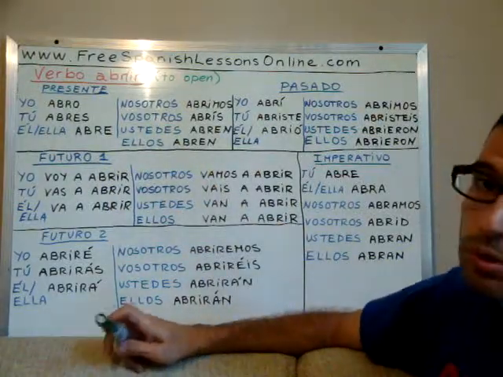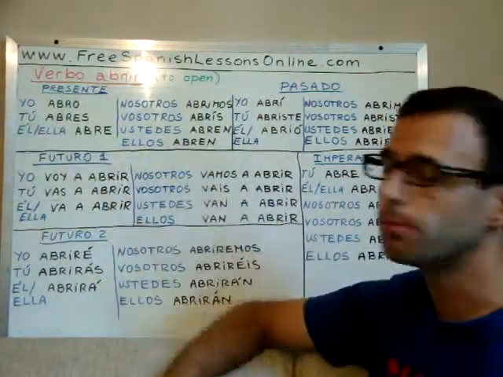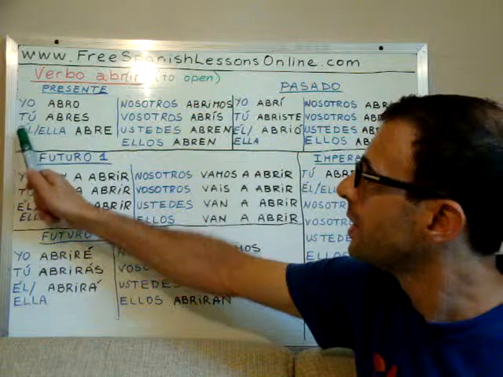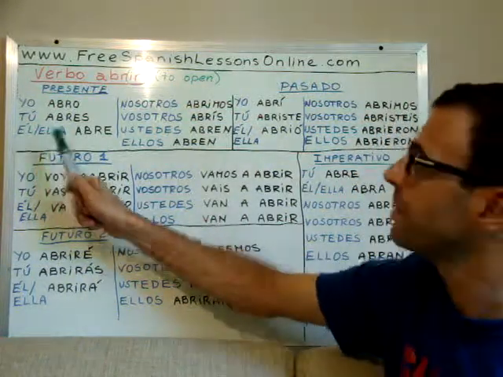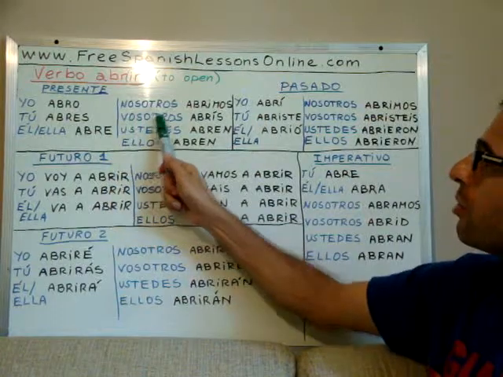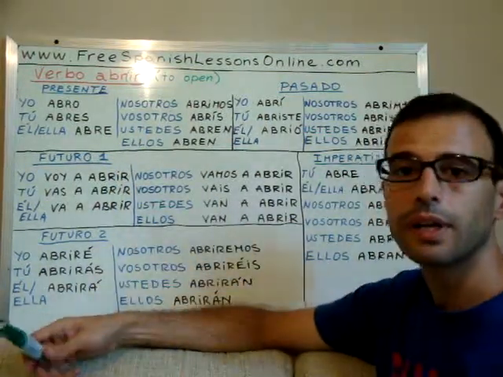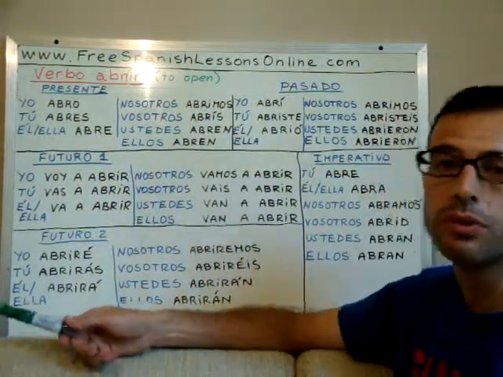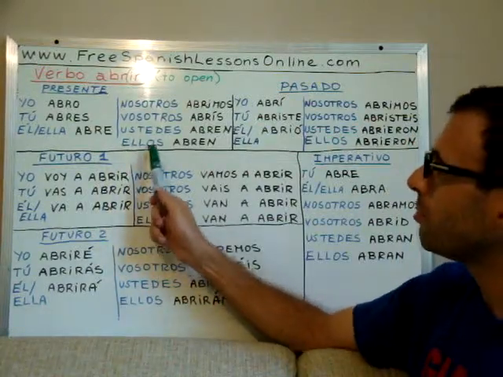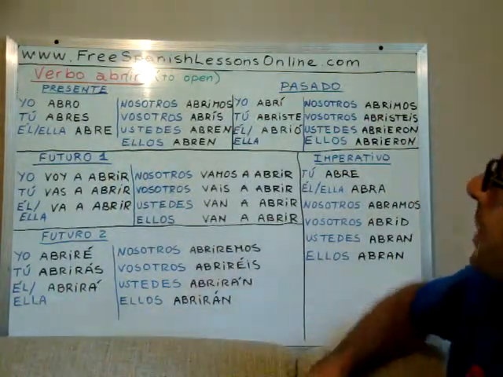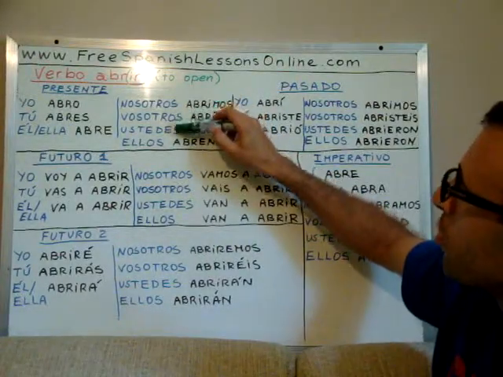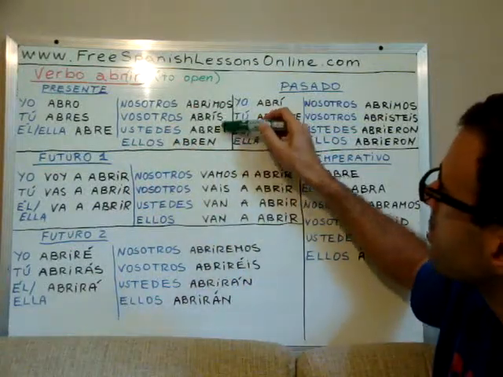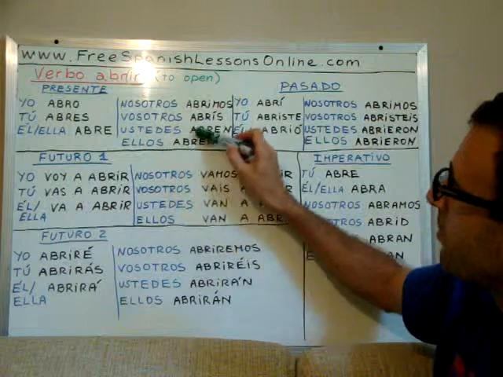So, the verb to open in present tense. Let's begin. Remember, yo is I, tú is you, él, he, ella, she, nosotros, we, vosotros is you plural, used in Spain. Ustedes is you plural but used in Latin America. And ellos means they, right? Although vosotros and ustedes are synonyms, the conjugation for ustedes is the same as with ellos, okay?